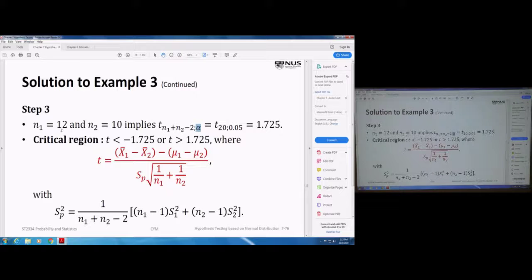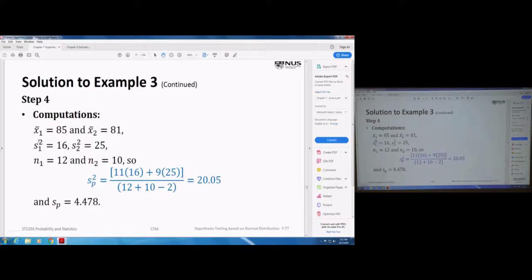So the n1 and n2, that's 12 plus 10, so 22 minus 2 is 20. So we want t on 20, 0.05. Not 0.05, this would be 0.1. So that's 1.725. And remember that the t distribution is symmetric. It's a central t distribution, so symmetric around zero. So t 1.725, that's a critical region if you exceed it or if you're below the negative value. And this is our test statistic, and we know how to compute the pooled sample variance. This is the thing that we were just mentioning a moment ago. So we're now very far advanced into our procedure.